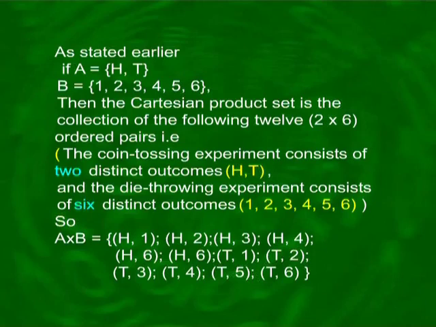And students, as you will remember, 12 is exactly the number of ordered pairs that we had when we considered this example earlier. As you now see on the screen, the 12 ordered pairs are H1, H2, H3, H4, H5, H6, T1, T2, T3, T4, T5 and T6.